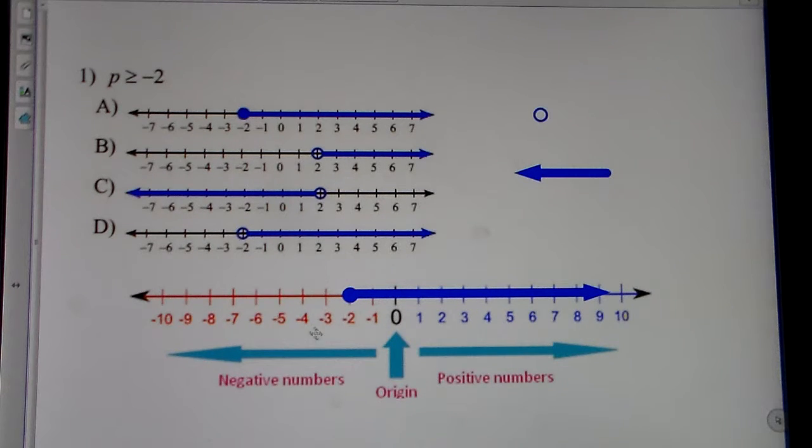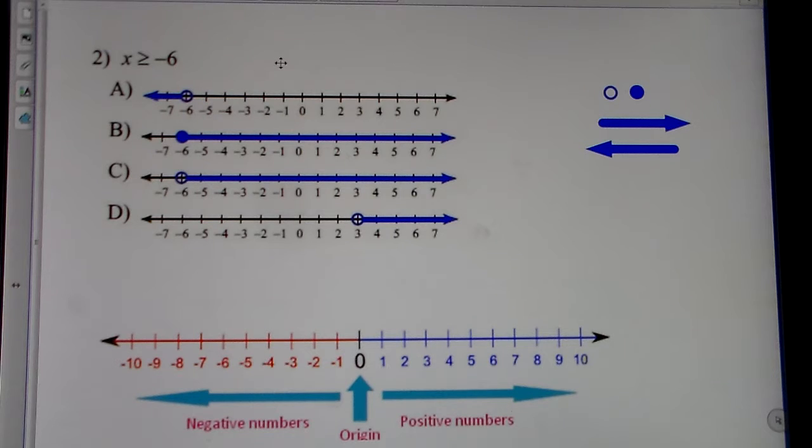So now that we have our graph here down below, we have to compare our graph with the multiple choice of A, B, C, and D. And it looks like option A is our best fit because we have a solid filled in dot at -2 and the arrow's going to the right. So the answer to number 1 is A.